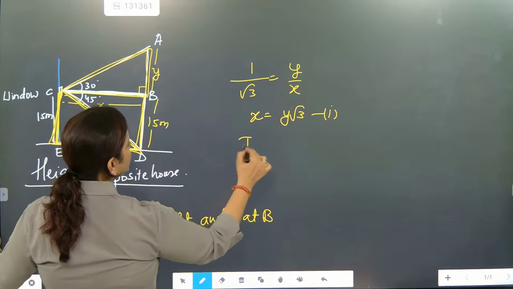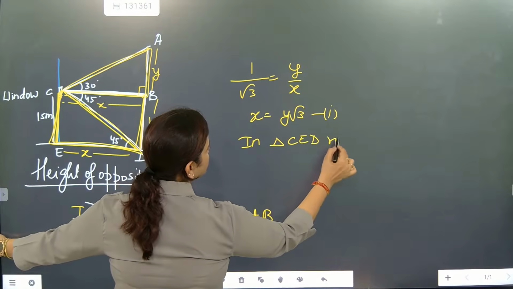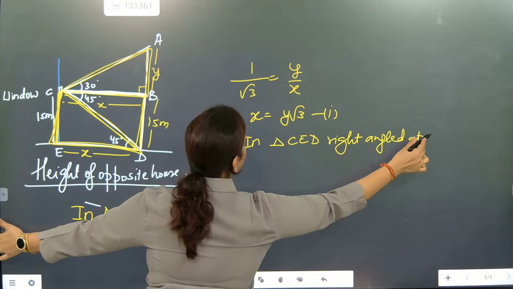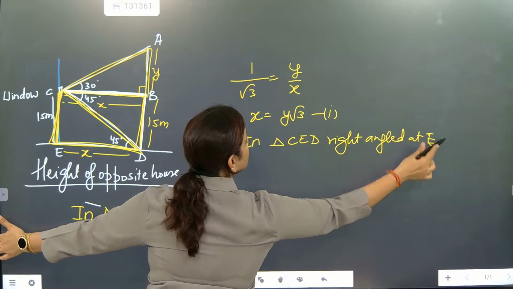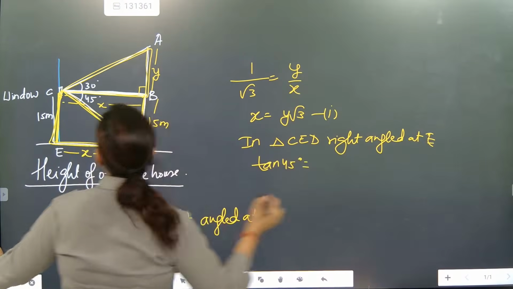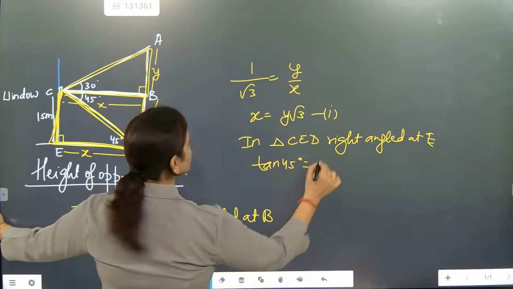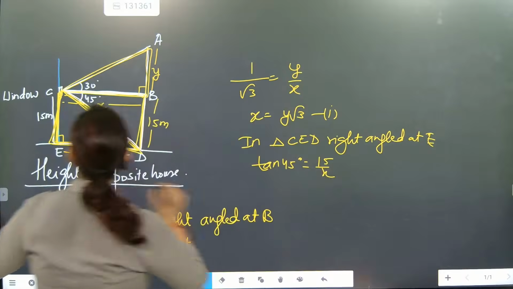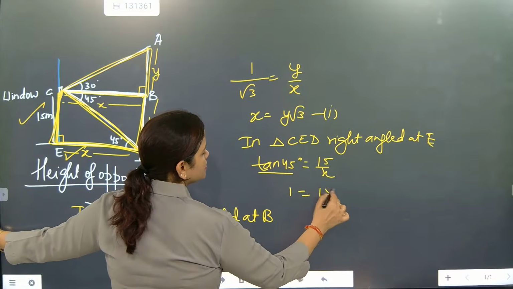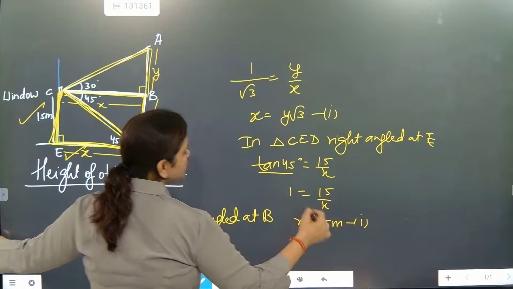Now in triangle CED, right angled at E, tan 45 degree. This time we have taken this triangle. Tan 45 degree is equal to 15 by x, perpendicular by base. Tan 45 value is 1, so 15 by x, so x is coming as 15 meter. Very good.